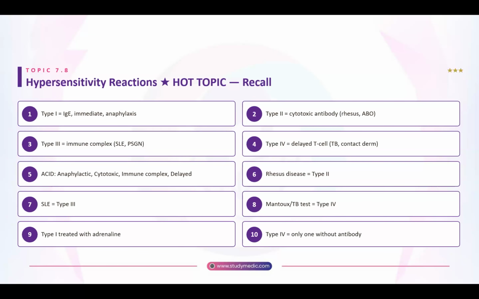Your Rhesus disease, commonly asked in exam, is your type 2 hypersensitivity. Your SLE, again very commonly asked in exam, is your type 3 hypersensitivity. Your Mantoux test is your type 4 hypersensitivity reactions.